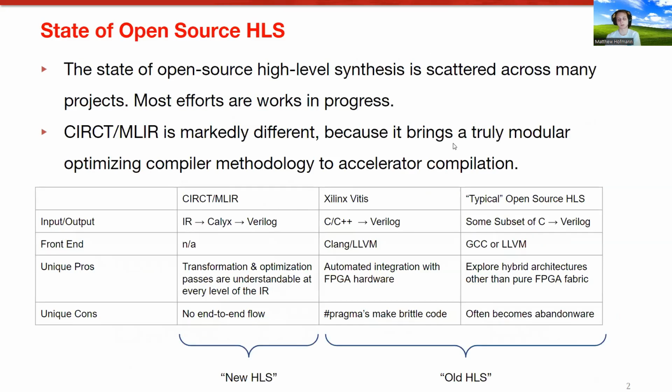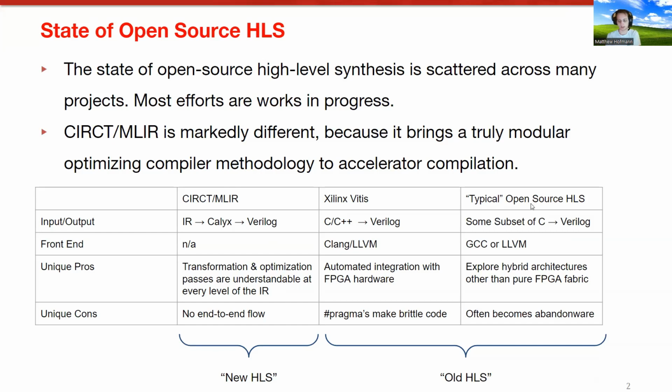So then what can open source HLS do for us? Well, the state of open source HLS is scattered across many projects, and many efforts are works in progress. However, we think CIRCT is different because it brings a truly modern optimizing compiler methodology to accelerator compilation.